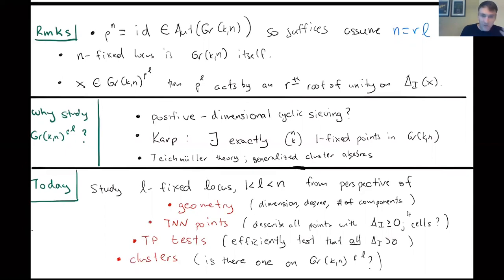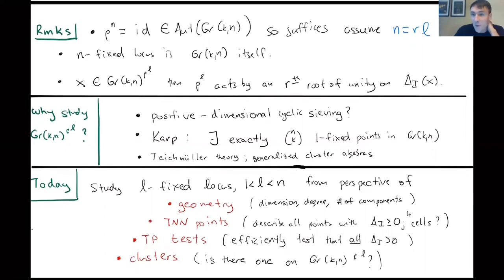Another famous thing about the Grassmannian is that there are these nice total positivity tests. You can check that all Plücker coordinates are positive by only checking a very small subset of them. Does that statement still hold with respect to symmetry? And lastly, is there some kind of cluster structure on this space of cyclically symmetric points?